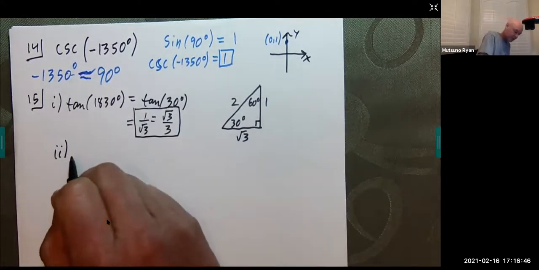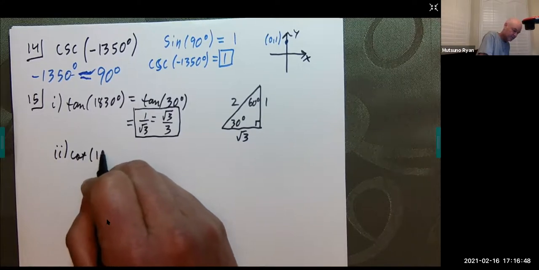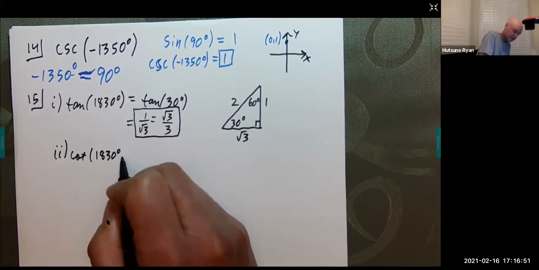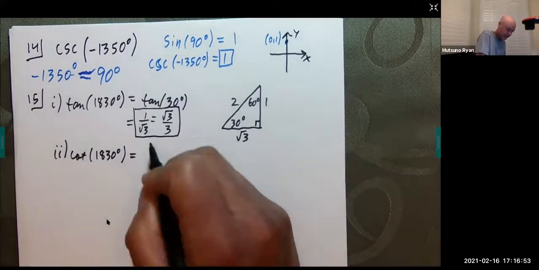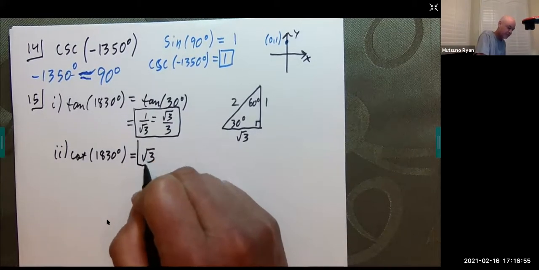In the second part, they want the cotangent of the same angle, 1830 degrees, which is the reciprocal of that. Root 3 over 1, or just root 3.